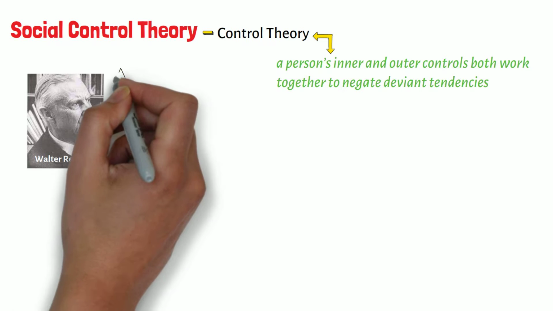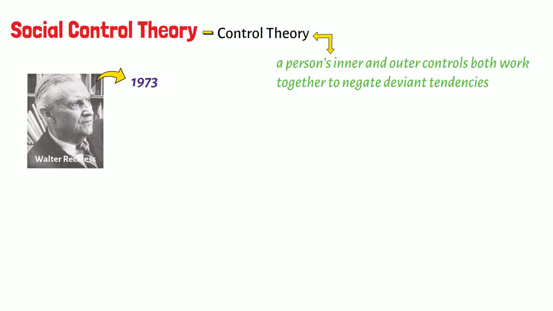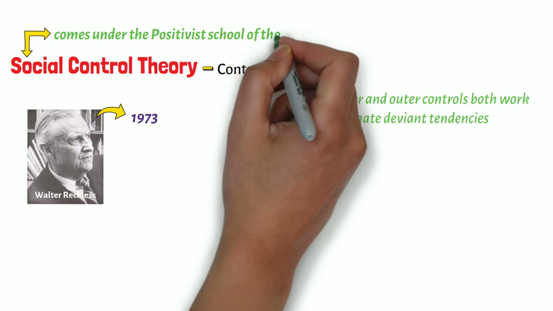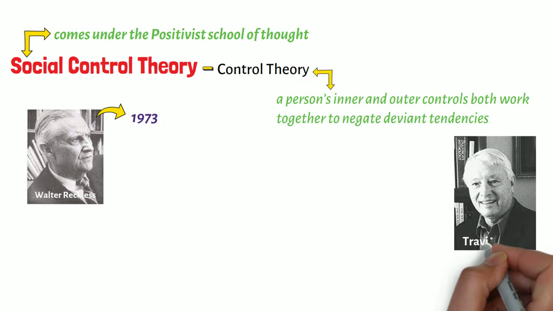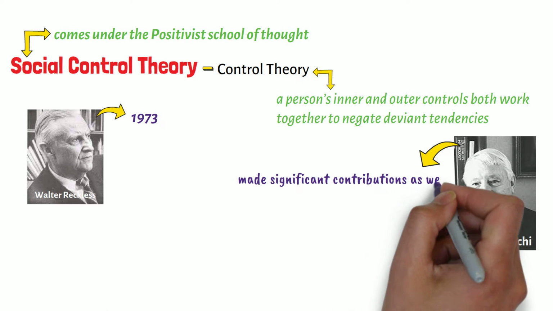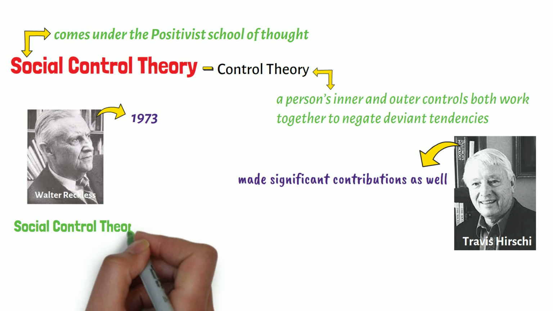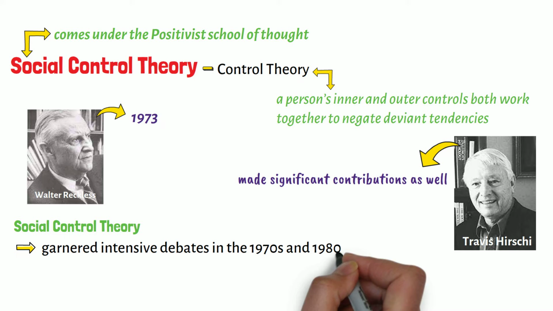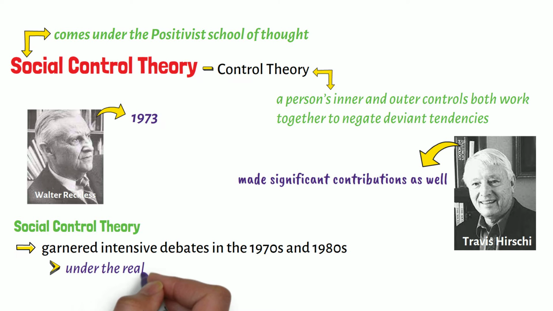Developed by Walter Reckless in 1973, social control theory comes under the positivist school of thought. Travis Hirschi also made significant contributions as well. Social control theory garnered intensive debates in the 1970s and 1980s under the realm of positivism.